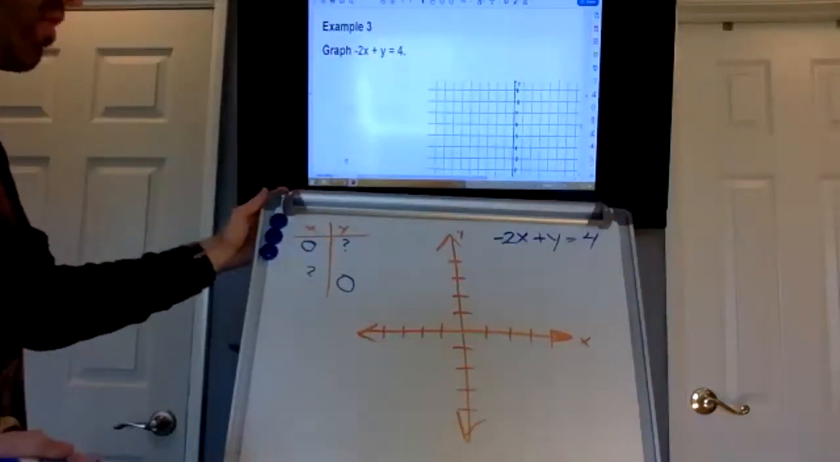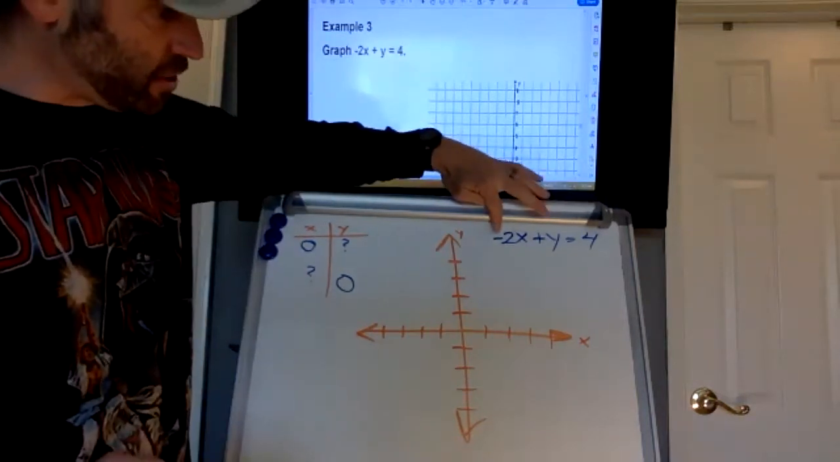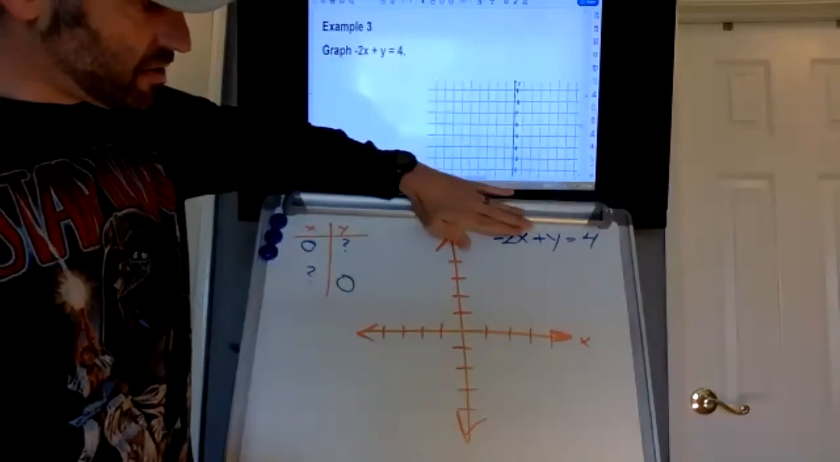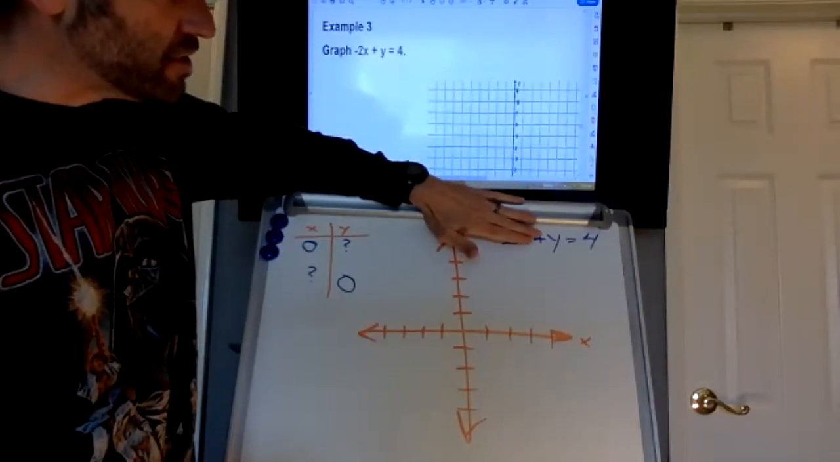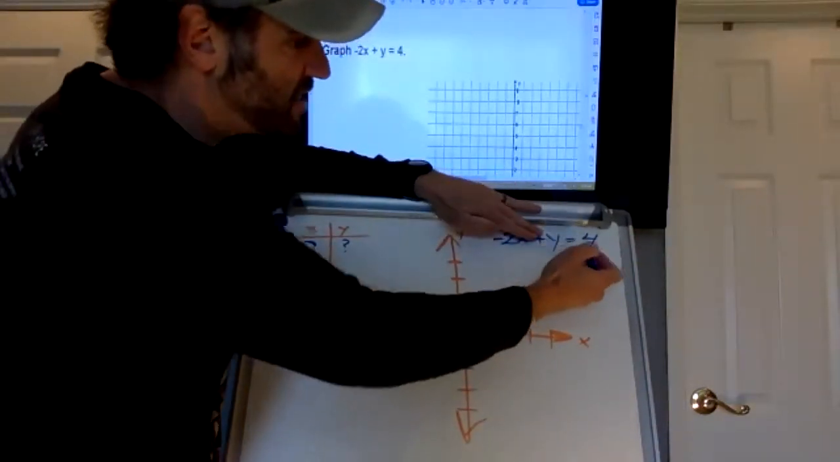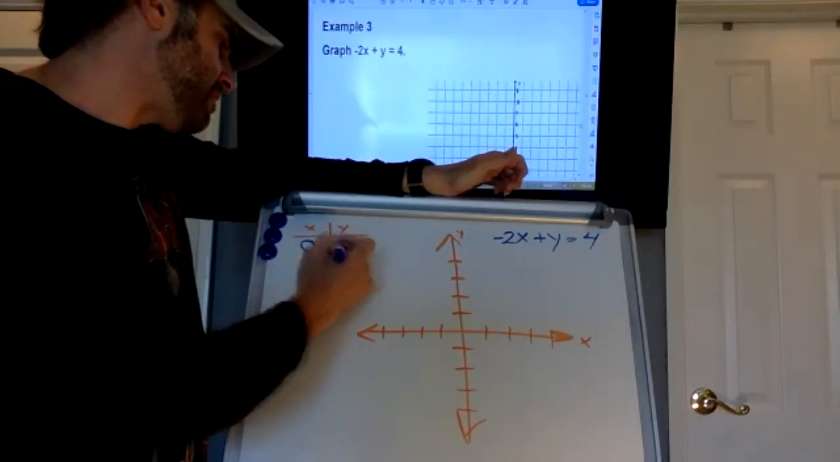Okay, so let's do x is 0. When x is 0, what's -2 times 0? 0. So this is gone. What is y equal to? 4. If this is 0, then y is just equal to 4. So now I can uncover this, and I can graph it right now.